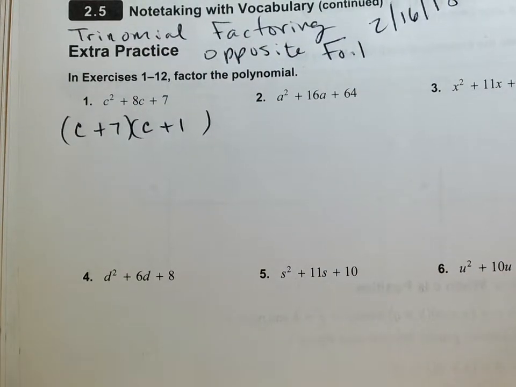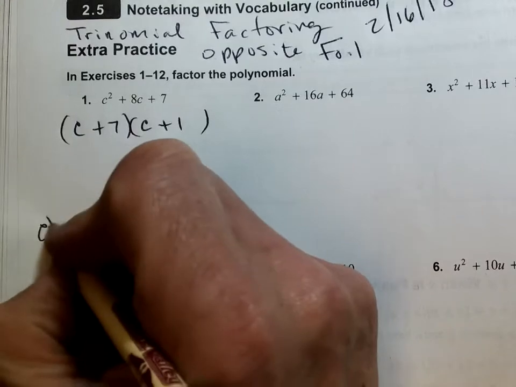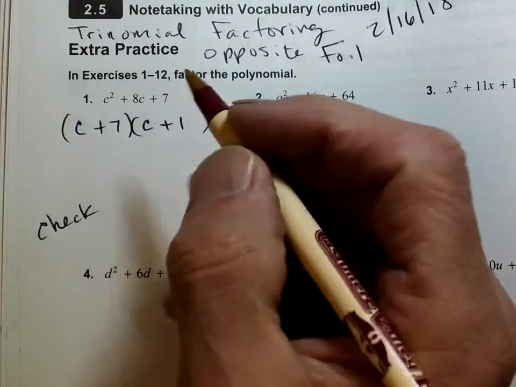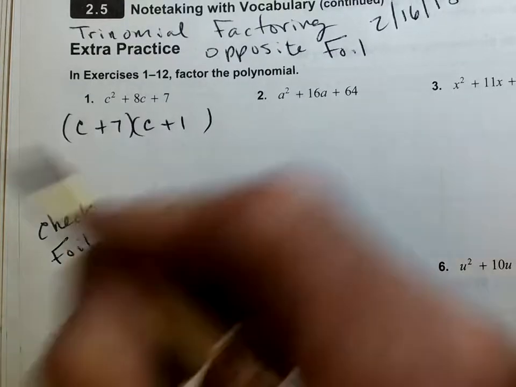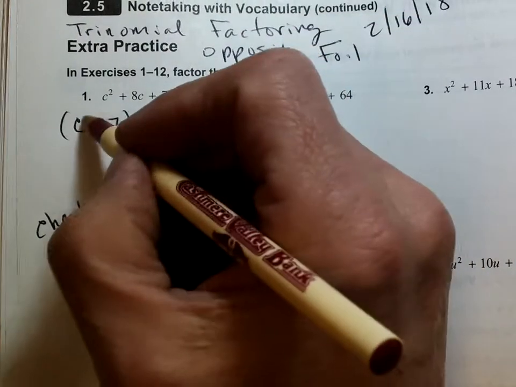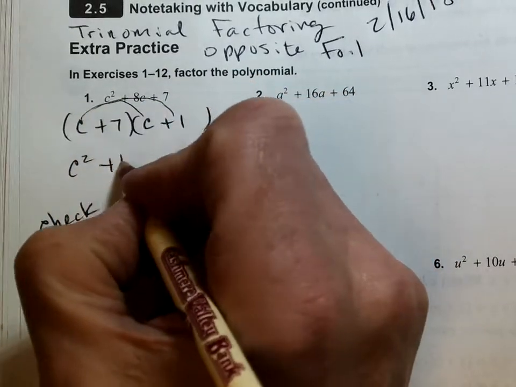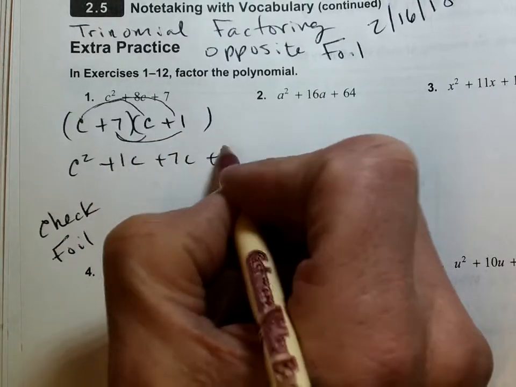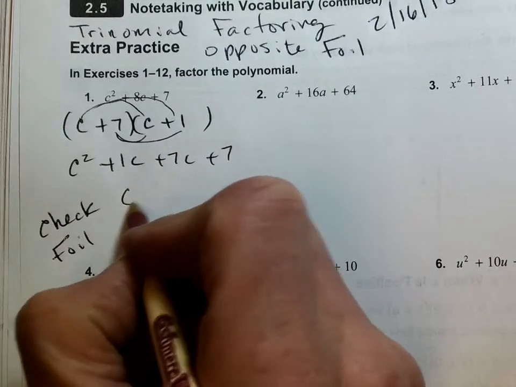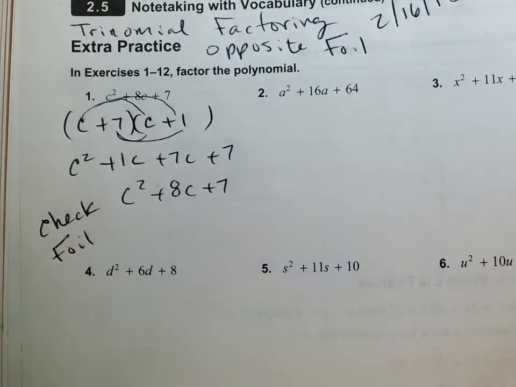And if you wanted to check it, I'll show you how to check it. We won't check them very often. But if you want to make sure we have the right answer, you could just FOIL it, couldn't you? And again, I won't check them very often because I already know the answer is right. But you get a c squared, plus a 1c, plus a 7c, plus 7. And sure enough, c squared plus 8c plus 7 gets us back to our original question, right?